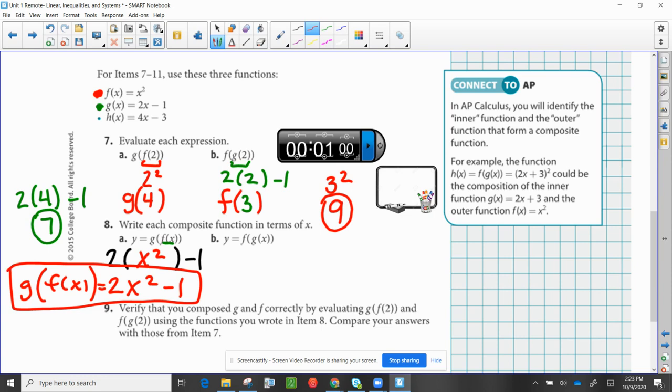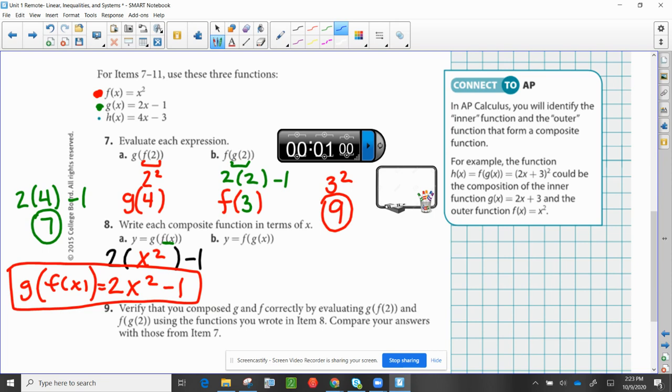Okay, so why don't you guys try b? So this one you're finding f of g of x. So start with f, that's your main function. And then you guys are going to have to plug in g of x for the variable.